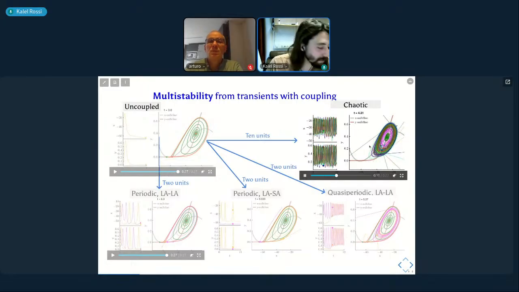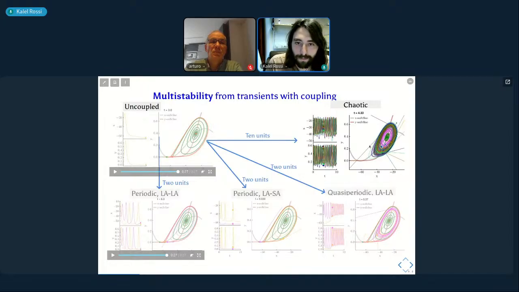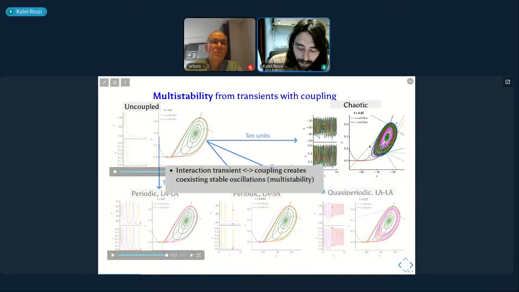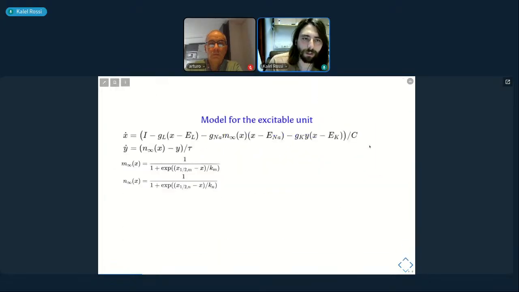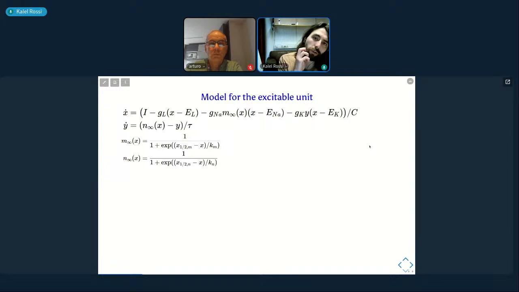And what I want to show now for this first part is how this occurs, the mechanism that generates this. So just to give a bit more detail about the units, they follow these differential equations. It's basically a simple model for neurons following this Hodgkin-Huxley conductance-based formalism.